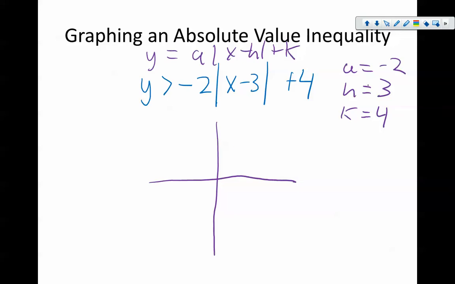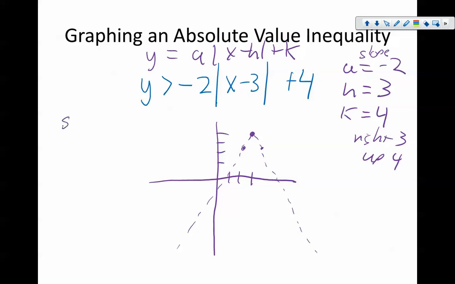So this tells me h is my left, right, k is my up, down. So this tells me to go right 3, and up 4. 1, 2, 3, 4. So I got a spot right there. And then my a value is my slope. So this is down to right 1, down to left 1. Now before I draw the lines, I should look at this and say, is it dotted or solid? It is a greater than symbol, which means it is a dotted line, right? It's not equal to, so I have to dot the line.